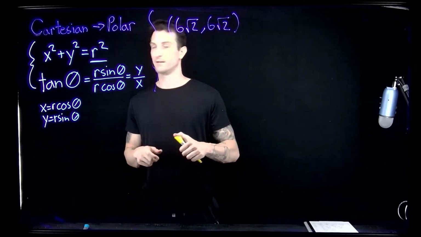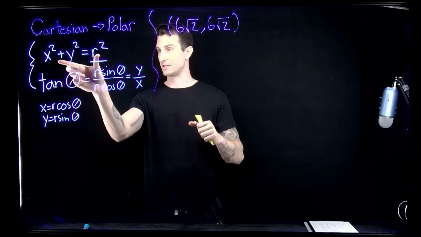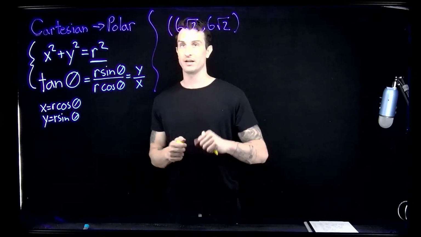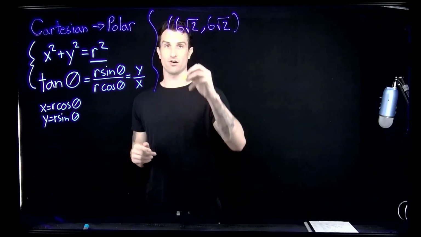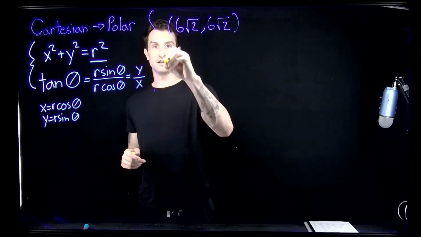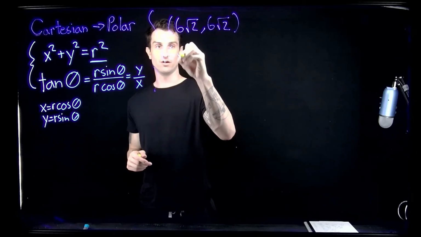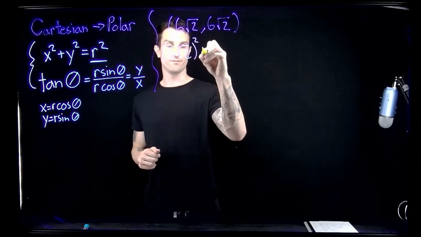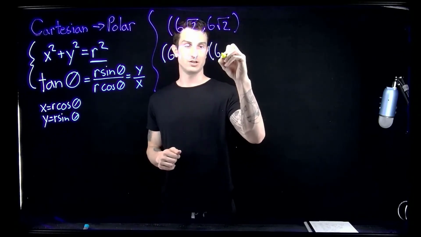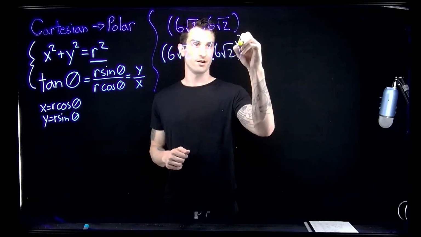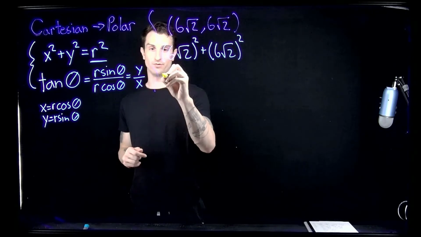Okay. So first thing we'll do the easy part. This one's a little bit easier when we're not dealing with the angles. Let's go ahead and find r. So I know that x, which is 6 rad 2 squared plus 6 rad 2 squared. So let's just figure out what this is equal to.